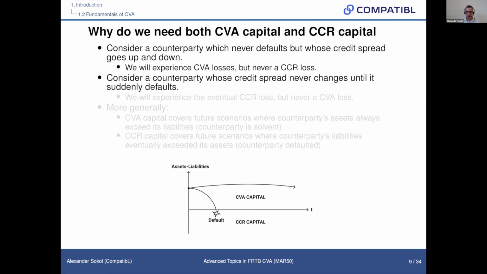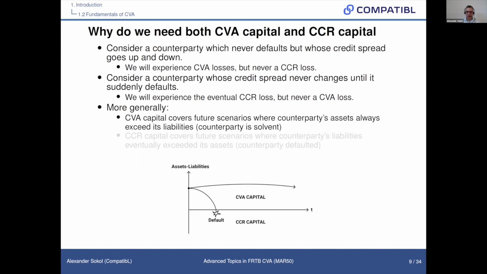Now, the opposite, right? So a counterparty which is perfectly stable, credit spread is constant, and then suddenly it defaults. In this case, we'll experience an eventual counterparty credit risk loss, but never CVA loss. So more generally, CVA capital covers future scenarios in which the counterparty's assets always exceed its liabilities. So the top area here of what can happen in the future is covered by CVA capital. And counterparty credit risk capital covers future scenarios where the counterparty's liabilities eventually exceed its assets. And in this case, they default. So this area below the x-axis, or the time axis, is covered by counterparty credit risk capital.